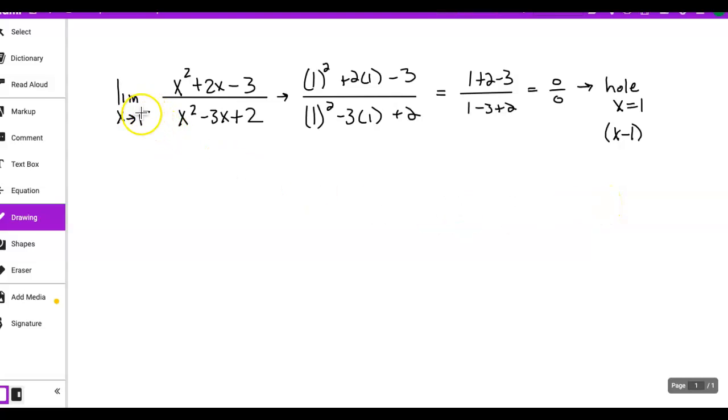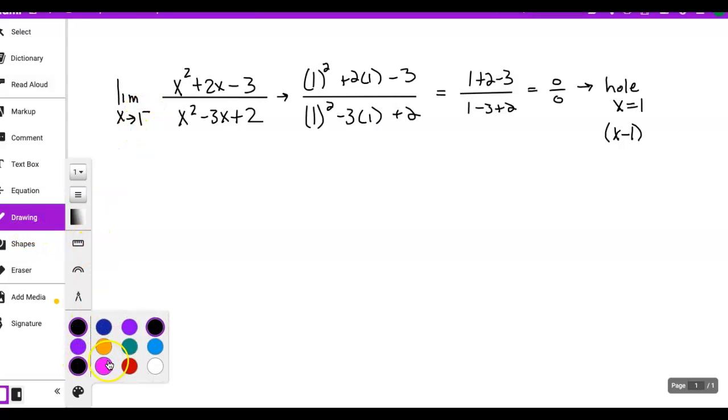It does not matter that this says from the left. That only matters if you get a number over 0, and then you have to figure out which infinity you're approaching. Okay, so don't worry about this being directional until you know if you have a vertical asymptote.